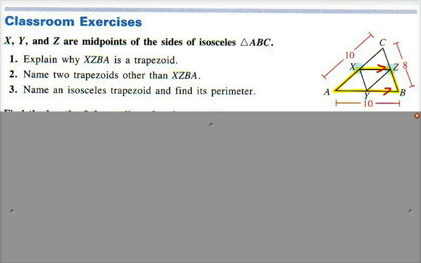Number 2 says name two trapezoids other than XZBA. It's the same situation based on the other sides. We were told X, Z, and Y were all midpoints, so XY should be parallel to BC, which gives us a trapezoid like this. I also know YZ should be parallel to AC, so I get another trapezoid right there.